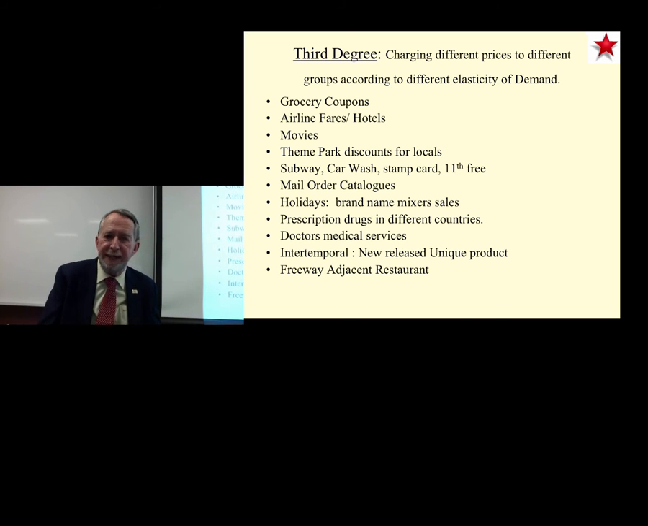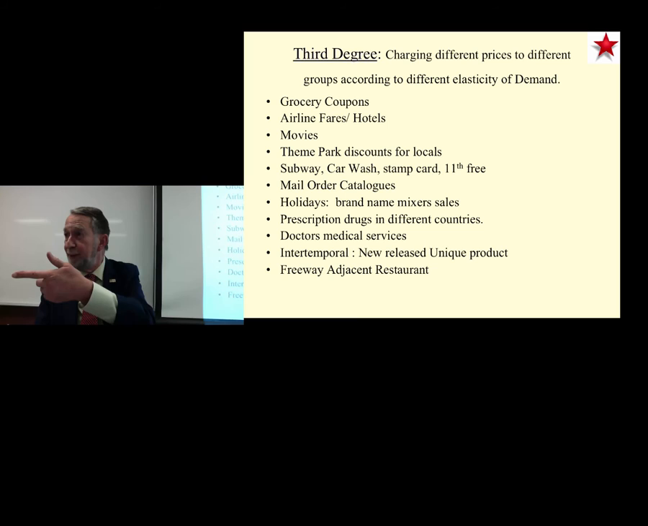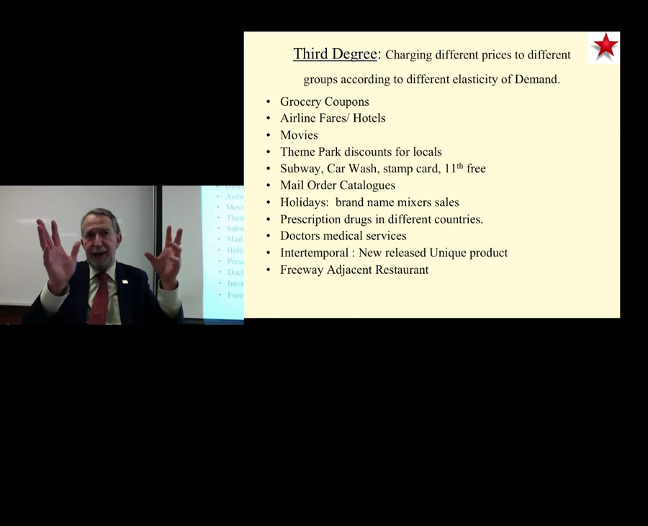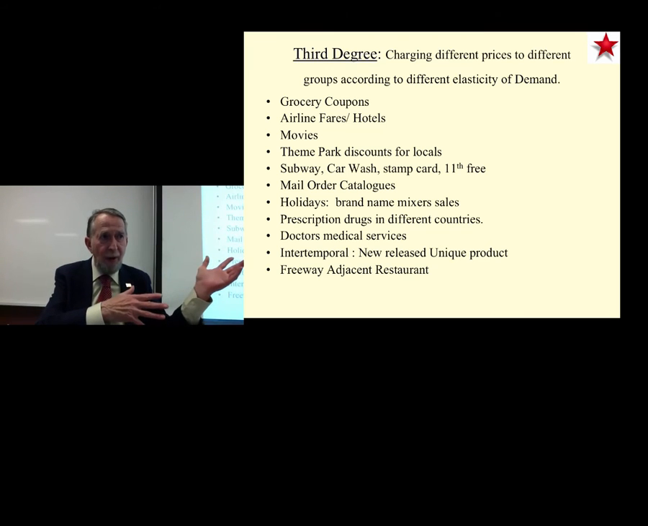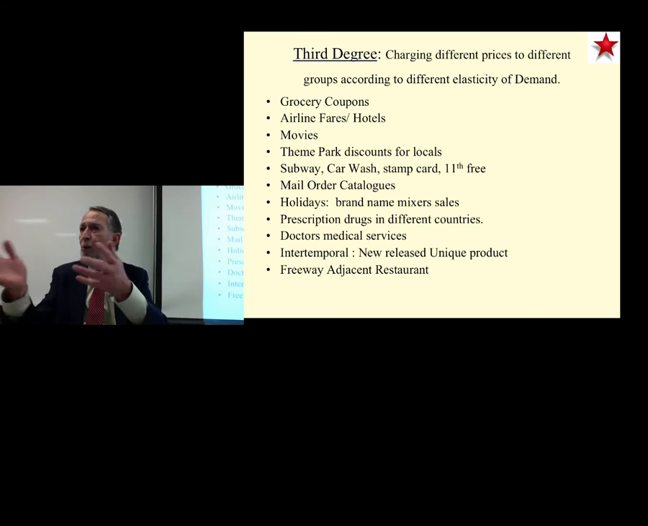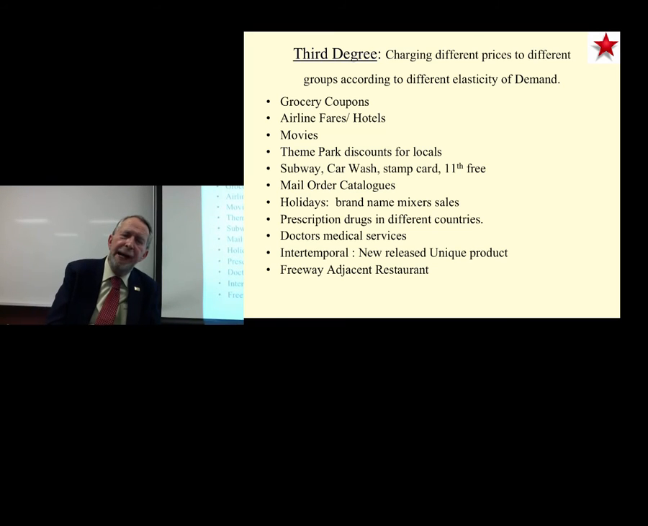Freeway adjacent restaurants. If you have a restaurant next to the freeway, who are your potential customers? Travelers is one, but also, those are travelers. Also what? Who else goes to restaurants? Locals, people who live there. Good. So I have these two groups of buyers. The travelers want to come in off the freeway, get their meal, and go on, right? The locals may want to eat quickly, but they also may just be there to sit around and talk, right, and have fun. So who would be the inelastic demanders?